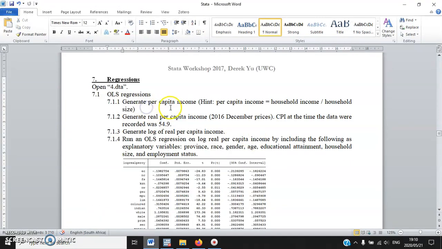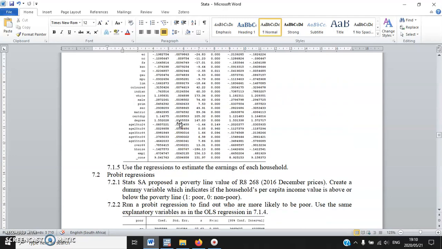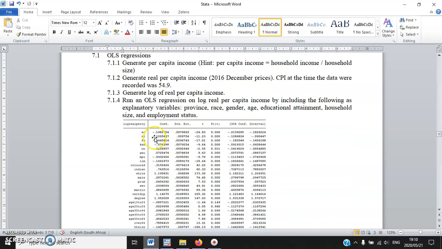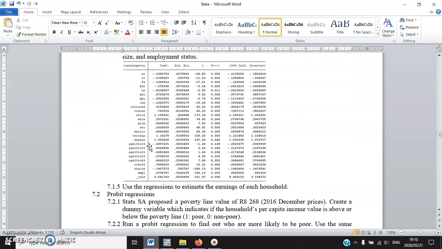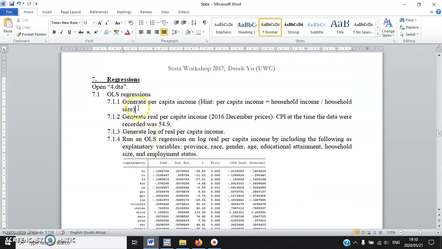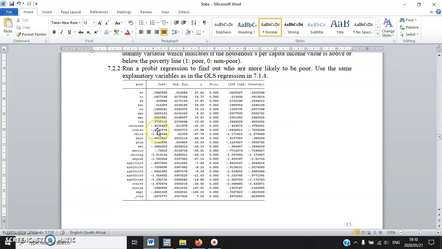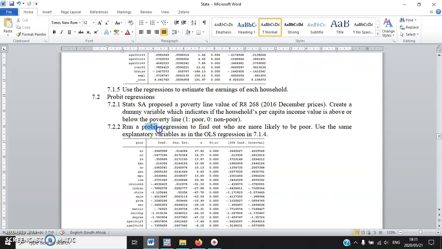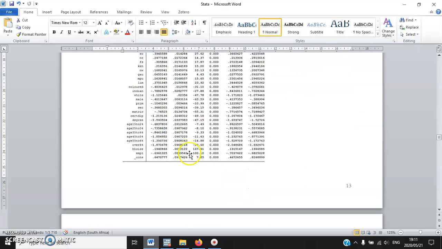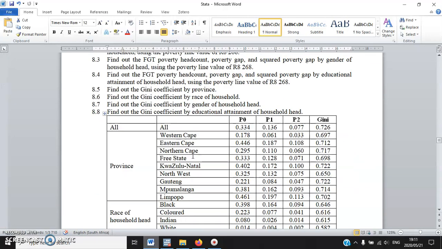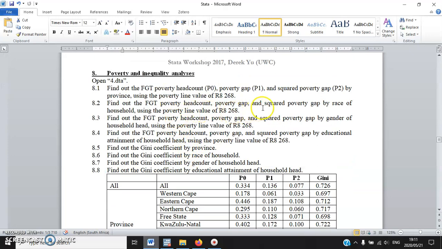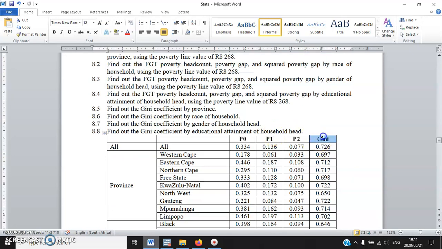So now you know how to run OLS, and first of all, how to generate dummy variables. And then how to run OLS and then probit. Remember, for OLS, the command keyword is regress, and for probit, you start with probit, followed by the Y variable, and then the explanatory variables. And you also know how to derive the FGT poverty indices, as well as the two different ways to calculate the Gini coefficient.